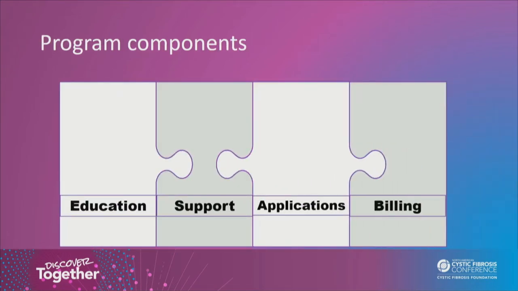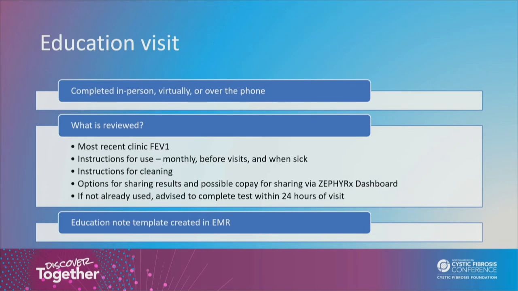So our program consists of four key components: education, support, applications, and billing. We will now discuss each component. Initially, we set up and completed education visits with every patient. These visits were in person, virtual, or by phone. During this visit, we review the most recent in-clinic FEV1. We also provide instructions for use of the device. We encourage monthly use. It is not required. We advise the patient to pick one day a month, call it spirometer day, put it in their phone calendar, and have it be a recurring reminder. Many of our patients have stated they found this helpful.